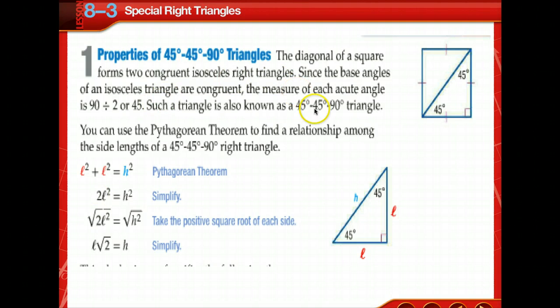The diagonal of a square forms two congruent isosceles right triangles. Now, since the base angles of an isosceles triangle are congruent, the measure of each acute angle is 90 divided by 2, which is 45. Such a triangle is known as a 45-45-90.